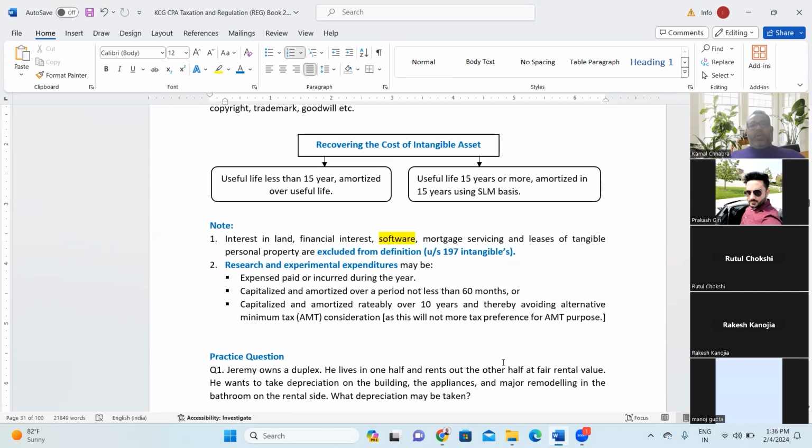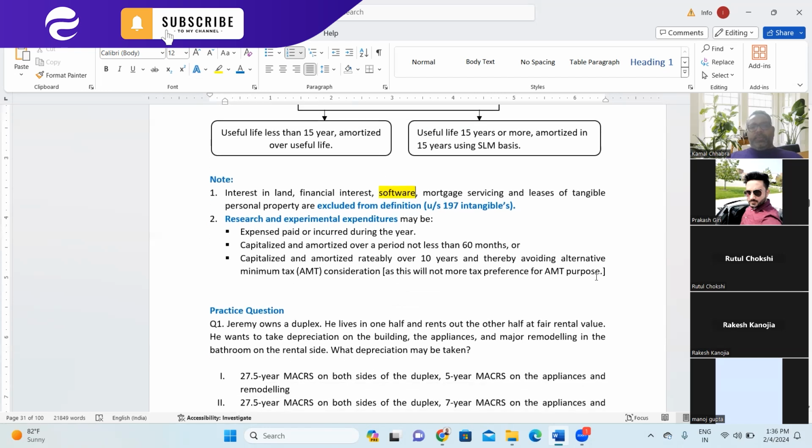So this is about intangible assets, and it's very simple. If the life of the intangible asset is more than 15 years, you'll be amortizing over 15 years. If the life of the asset is less than 15 years, you're amortizing over the life of the intangible asset. And amortization is on a straight line basis, right? There is no WDV or MACRS as such, right?